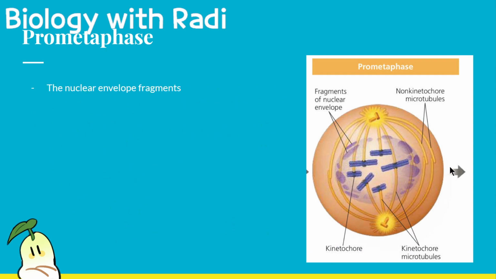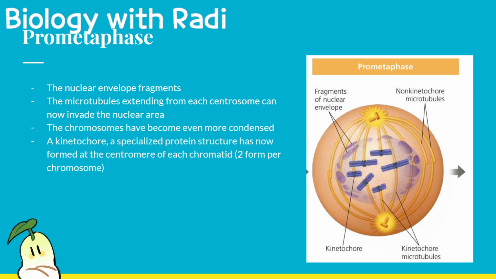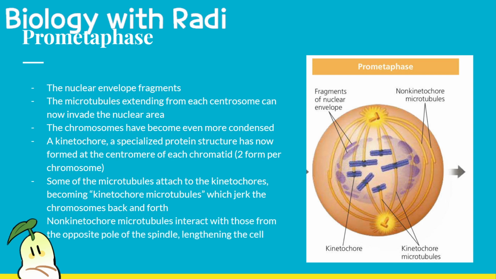During this phase, the nuclear envelope fragments, and the microtubules extending from each centrosome can now invade the nuclear area. The chromosomes have become even more condensed. A kinetochore, a specialized protein structure, has now formed at the centromere of each chromatid. This means that 2 form per chromosome because there are 2 chromatids per duplicated chromosome. Some of the microtubules attach to the kinetochores, becoming kinetochore microtubules, which jerk the chromosomes back and forth. Non-kinetochore microtubules interact with those from the opposite pole of the spindle, lengthening the cell.